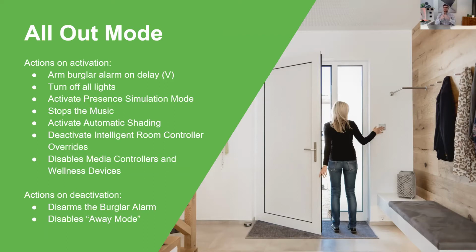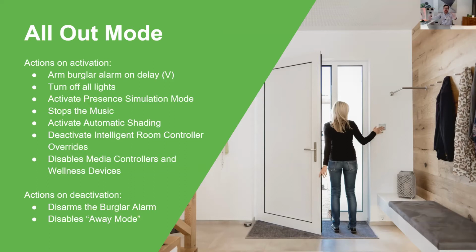So as well as the burglar alarm, it should turn off all the lights in the house. It should turn on present simulation mode. We haven't talked about present simulation yet, but when you're in present simulation mode, it makes your lights in your house randomly turn on throughout the evening when you're not there to make it look like someone's at home. It should stop all the music playing. It should trigger automatic shading to start again. It should cancel any overrides you've got on your intelligent room controllers. And if you have or are lucky enough to have things like saunas, it should turn those off. And anything like media controllers, like cinema control, again, they should be off as well.